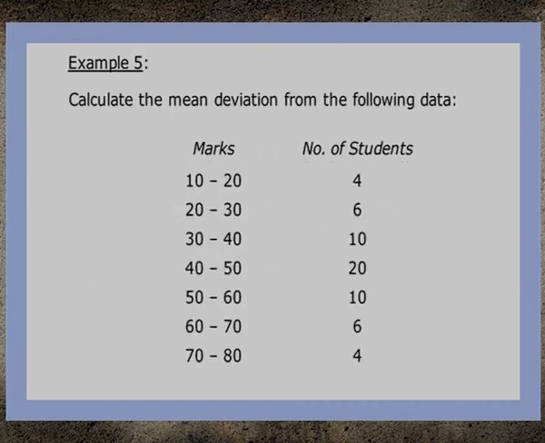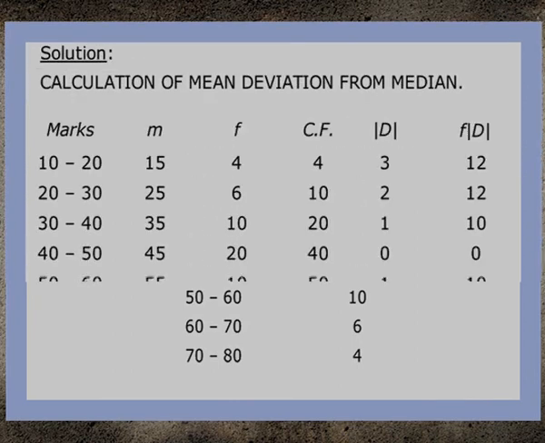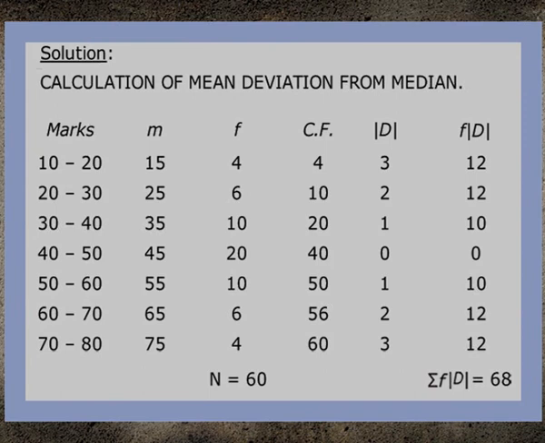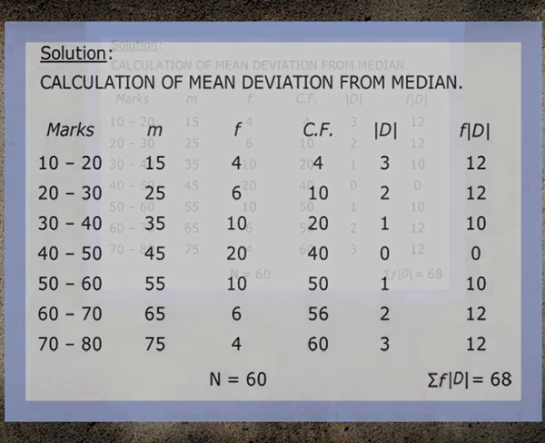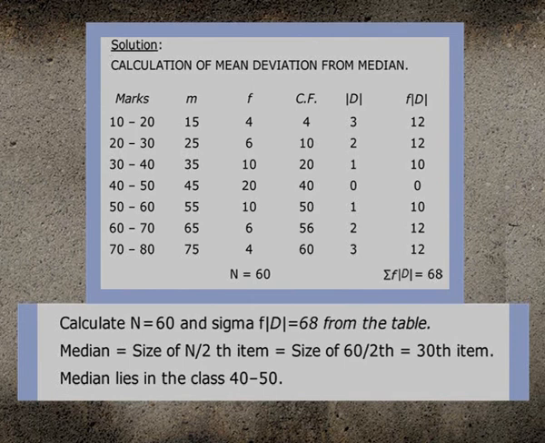Now let's do an example. Calculate the mean deviation from the following table. From the following table, we have the columns marks and number of students. So we have a solution to this, that is, we have to do the calculation of mean deviation from median. For that, we are making a table with the columns marks, small m, which is nothing but the mid value, then f frequency, then cumulative frequency, then we have absolute d column, and then the last column is f times absolute d. So we can calculate here N is equal to 60 and sigma f times absolute d is equal to 68 from the table.